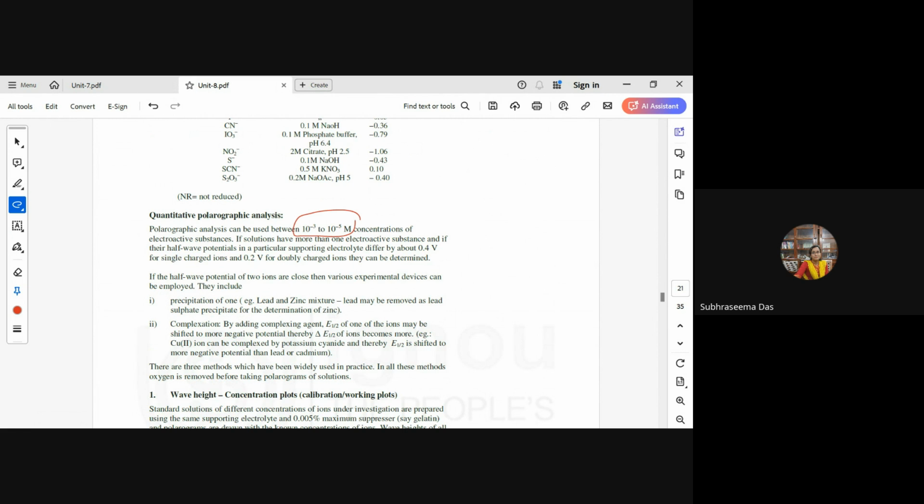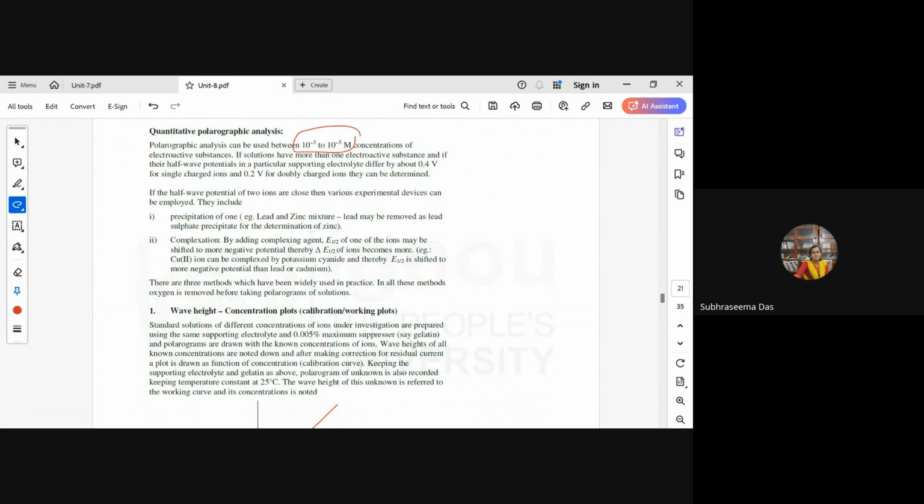If the half-wave potentials, that is the E half of two ions, are close, then various experimental devices have been employed, such as precipitation of one, for example for a lead and zinc mixture, where lead is removed as lead sulfate, which precipitates out, for the determination of zinc. Another is complexation, that is the use of a complexing reagent. For example, Cu2+ ion has been complexed with potassium cyanide and therefore the E half is shifted to a more negative potential than lead or cadmium, and thus it can be used for the determination of Cu2+. There are three methods which are widely used in practice.